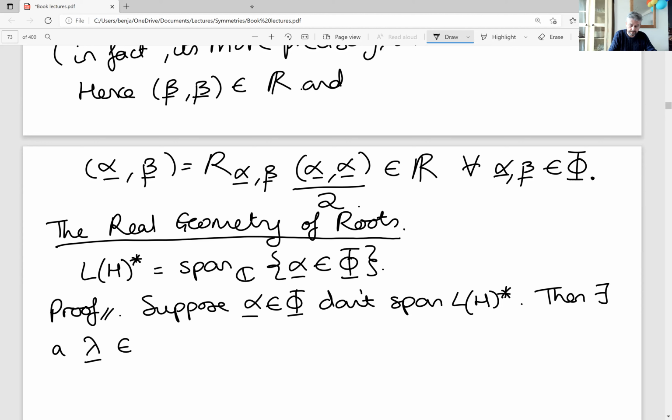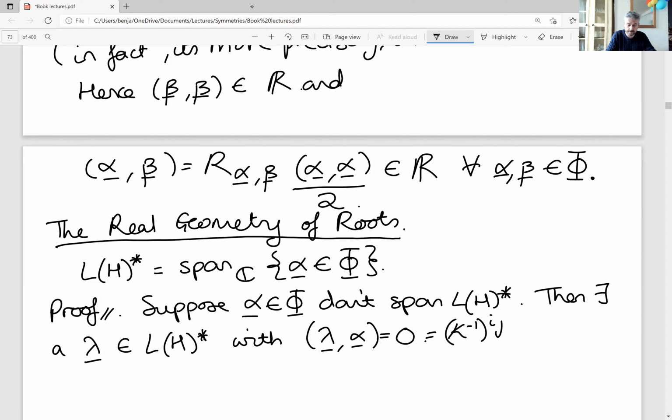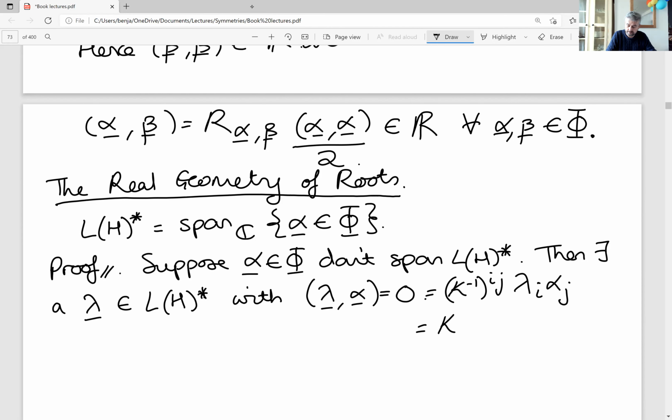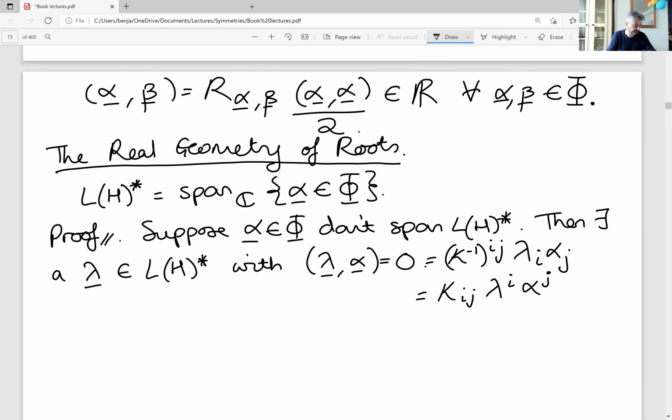So some lambda in LH star with lambda comma alpha inner product is 0. So this left-hand side can be written kappa ij lambda I alpha j, or it can also be written, because this kappa basically behaves as a metric, kappa ij lambda with the index upstairs and alpha with the index upstairs as well. So we can write it either way.